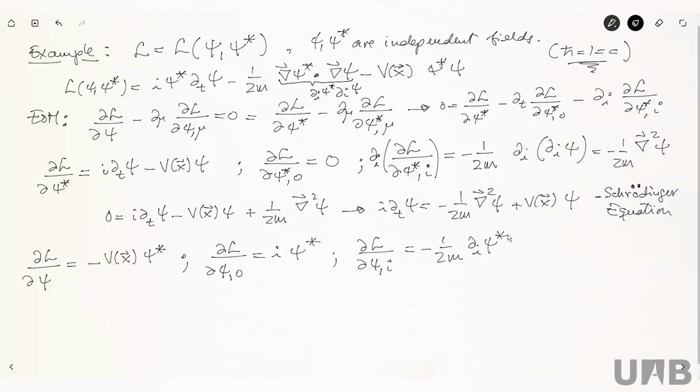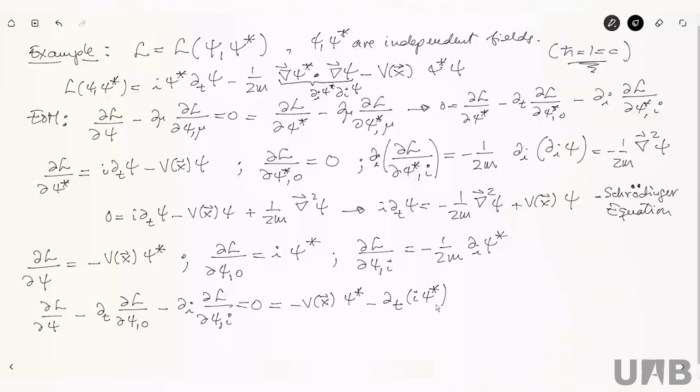Okay. And now we have to write the derivative of L with respect to psi. I'm copying this equation: minus derivative with respect to time of the derivative of L with respect to psi comma 0, minus derivative I of the derivative of L with respect to psi comma I, and this has to be 0. Okay, so let's write all these terms because we already computed them. So the first guy is minus v of x psi star, minus dt of the derivative of L with respect to psi 0, which is this I psi star.